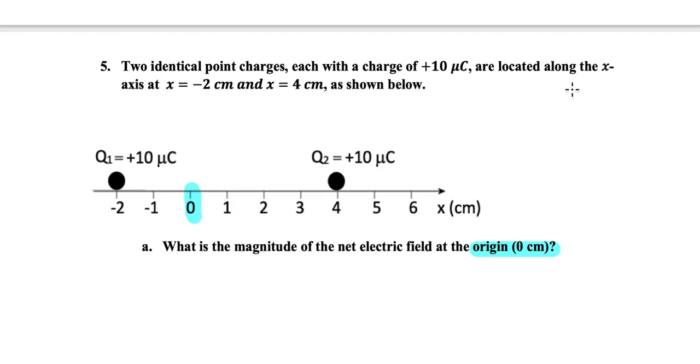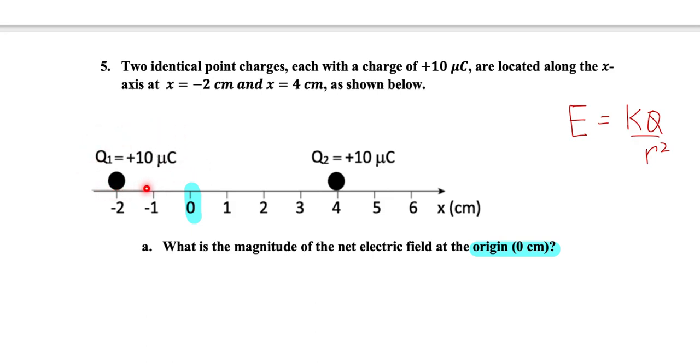Now you need to remember that electric field is a vector quantity, it has direction, and the formula for point charge is KQ over R square. So it has direction and magnitude. Magnitude you can find with the help of the formula, but for direction we have to check, is it a positive charge or is it a negative charge. So let's look at Q1 first.